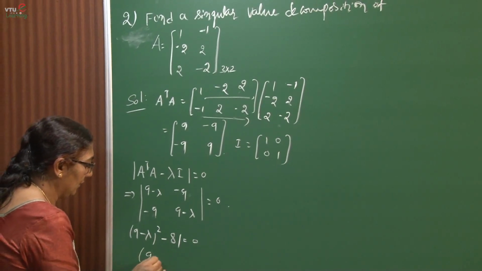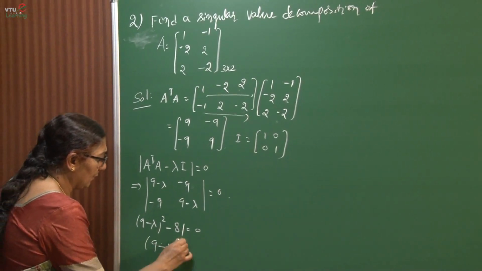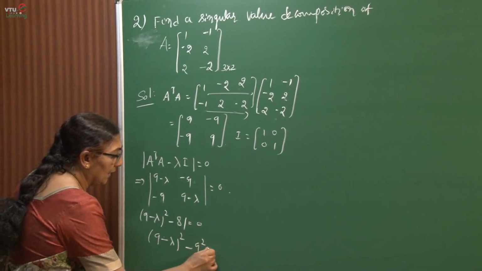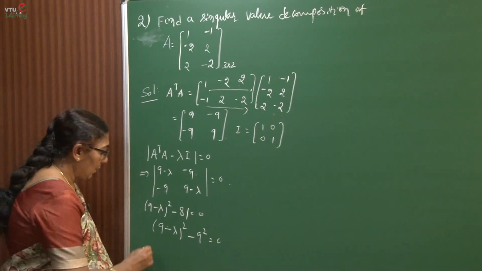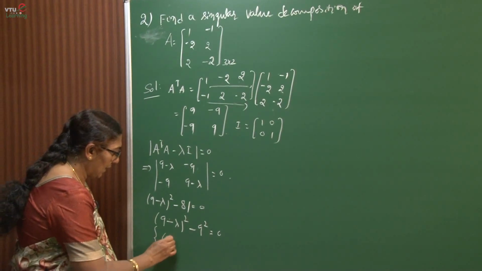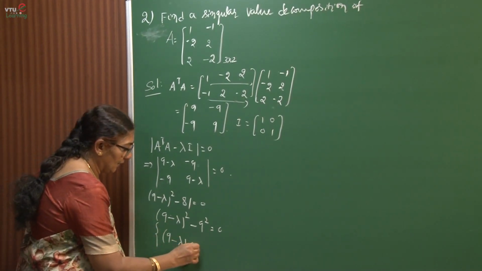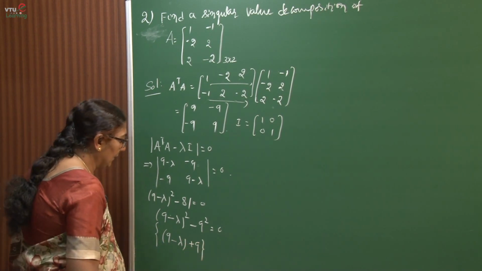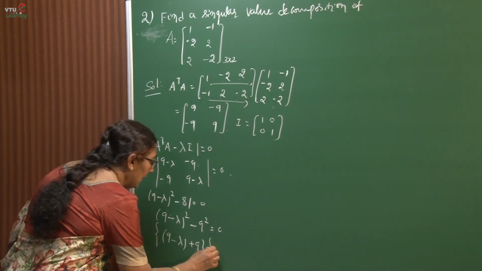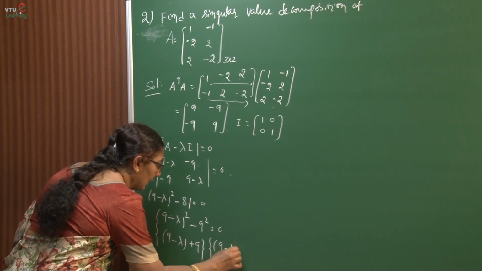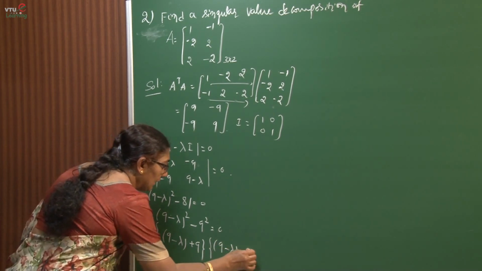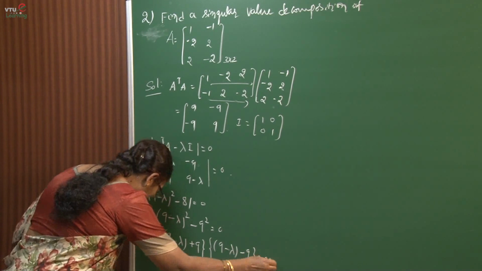I am going to write (9 minus lambda) square minus 9 square. This is of the form A square minus B square, which is (A plus B) times (A minus B). Here 9 minus lambda is A and B is 9. So (9 minus lambda plus 9) times (9 minus lambda minus 9) equal to 0.